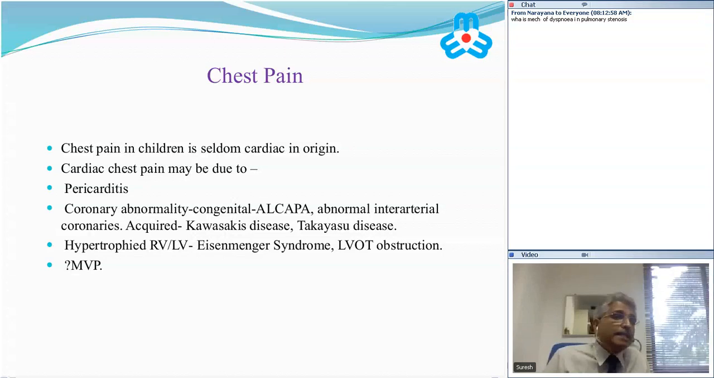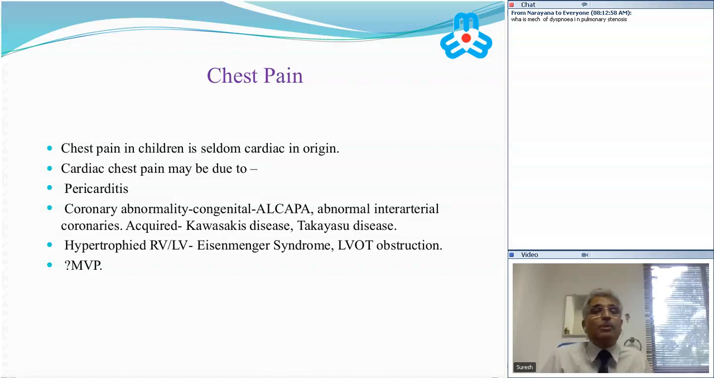But I tell parents to look at the types of contortions that a child goes through in its normal physical activity. Try doing it yourself and imagine what pain it will cause you. And it is no surprise that the child does get chest pain from time to time from its normal activity. So most commonly, chest pain in a child is not cardiac. But when it is actually cardiac, the common reason may be pericarditis.